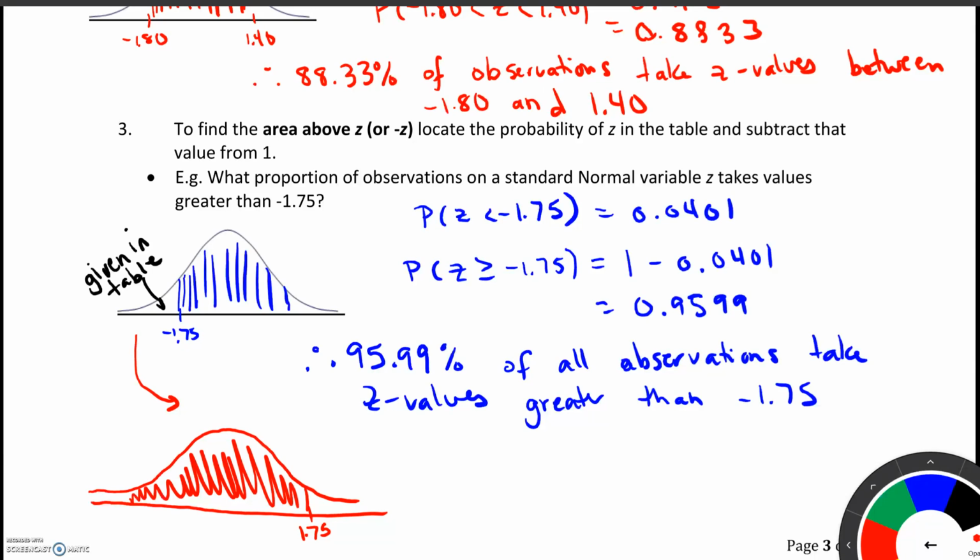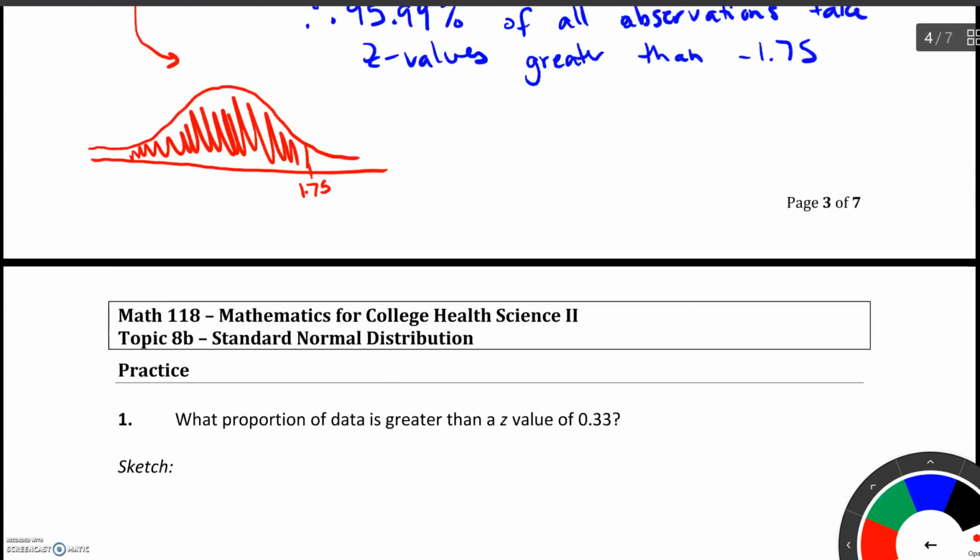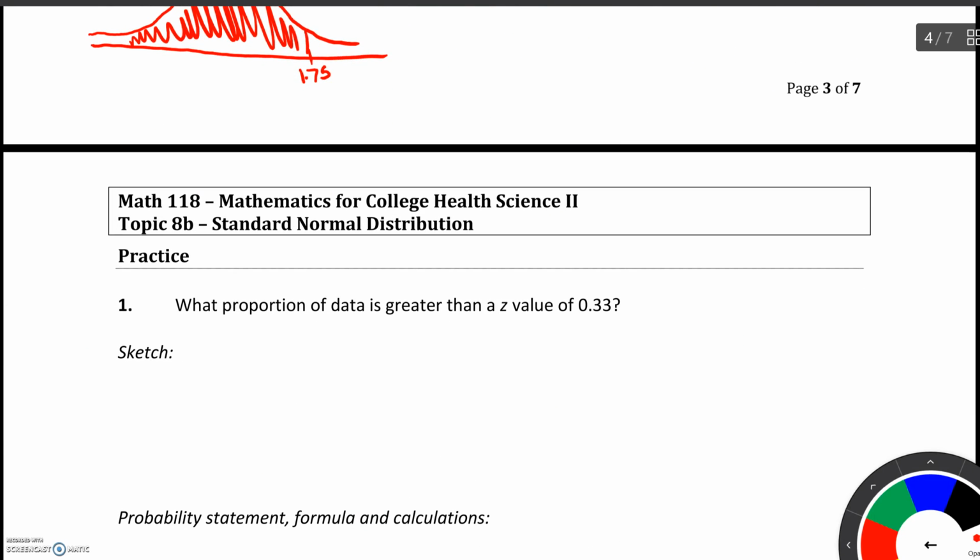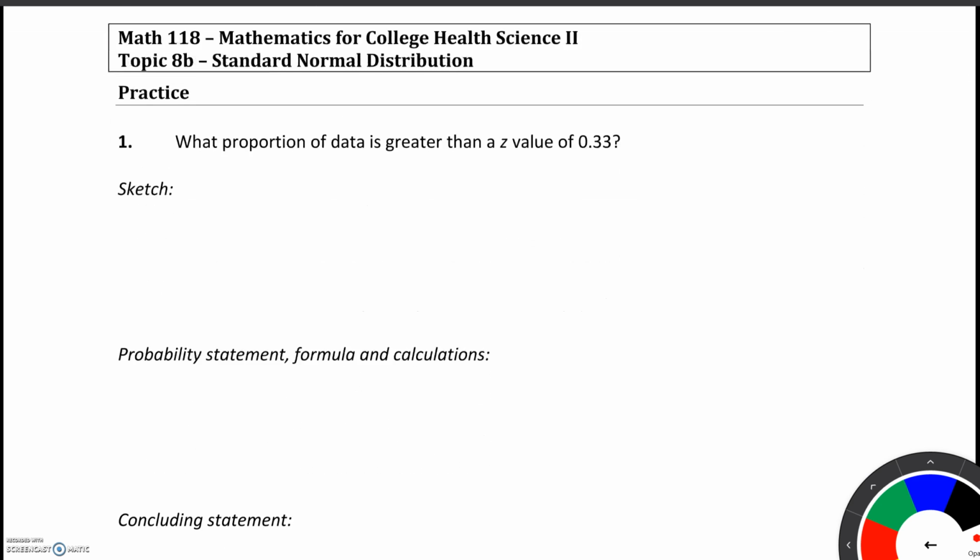So there can be different ways to set up or answer the question, but the answers will be the same based on the symmetry of the curve and the answers in the Z table. So again, to practice this, there's some questions here.